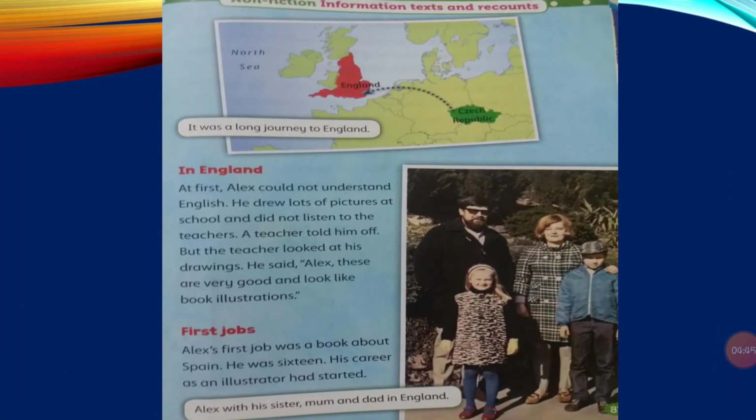Come on to the next page. Here the first heading is In England. They started living in England. At first, Alex couldn't understand English. In school, he drew lots of pictures and didn't listen to his teachers. One day, his teacher was annoyed with him because of his non serious behavior. But as his teacher looked at his drawing, he couldn't stop himself from saying, Alex, these are very good and look like book illustrations.